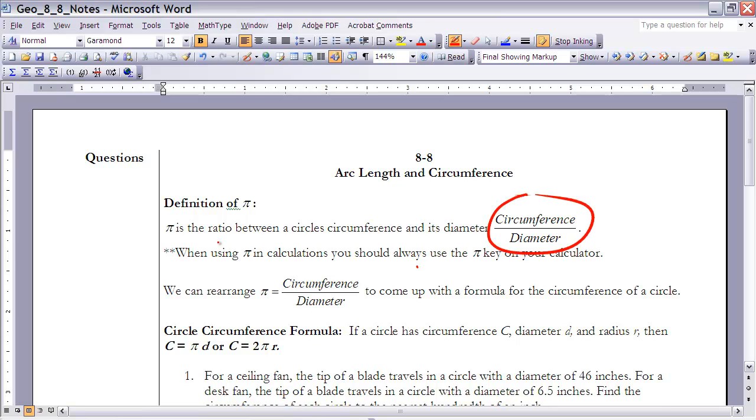Now, if we take what pi is equal to, circumference over diameter, and rearrange that, or solve for the circumference, we can come up with a formula for finding the circumference of a circle. The circumference of a circle is equal to pi times the diameter, where d is the diameter. Or, since we know that the diameter of any circle is always double the radius, 2 times the radius, we can also write the circumference of a circle this way: circumference is equal to 2 pi r.